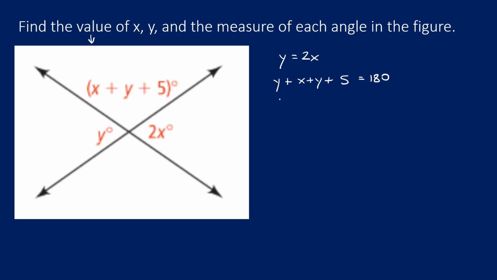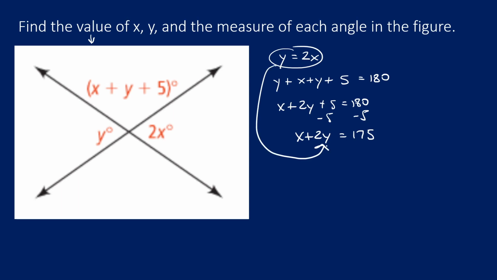I'm just going to clean this one up a bit. So x plus 2y plus 5. And then I'll take away the 5, just to make my life a little bit simpler. I'll start by doing this. All right, and now I see, okay, I can make a substitution.